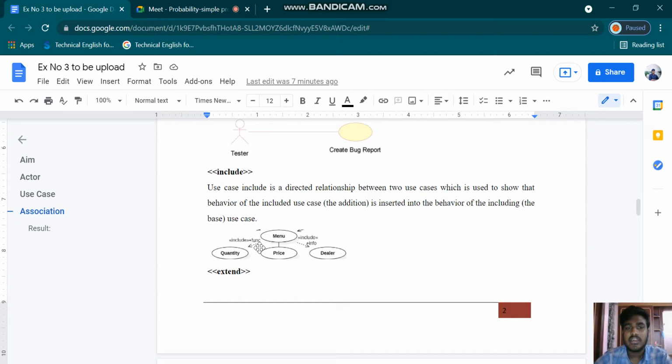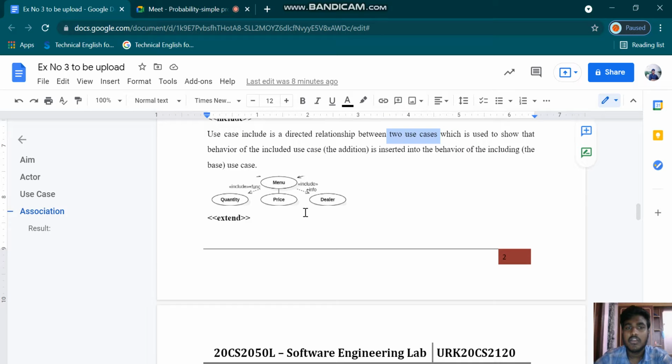Include is a direct relationship between two use cases, which is used to show the behavior of the included use case, inserted into the behavior of the including one. For example, including is including a function, that's it. If you have a menu, a menu has many things, like starters, desserts. I'm telling food menu. Food menu has these many items. So if we are including a lot of items into starters, desserts, main course, everything, this is called the include.